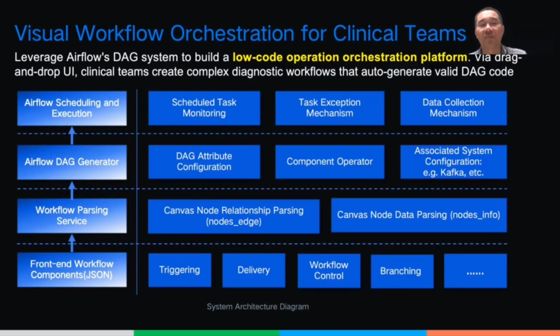Instead of writing complex code, our clinic operation staff can now design complex diagnostic flows using a simple drag and drop canvas. They visually build a sequence, like triggering an event, calling an API, setting up a conditional branch, or even creating loops. And the system automatically generates the underlying Airflow DAG code for them.